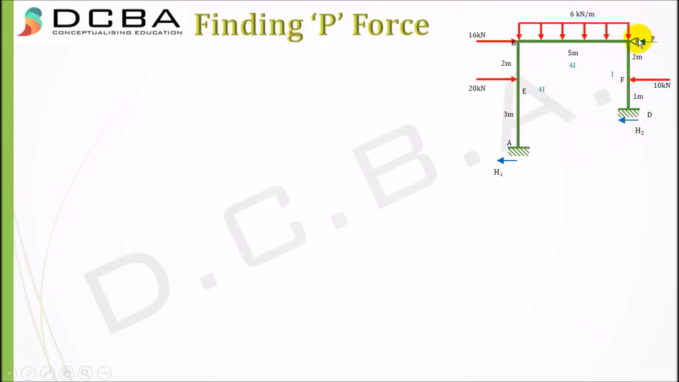P is the force which was not allowing your frame to sway. So basically I've just considered an imaginary support here. Because of this support my frame is not going to sway, and that is why we did the non-sway analysis. It was because of this imaginary support. So how much force would this support be taking? That is basically the P force, and we need to find how much force is being taken by that support. So let's find it.